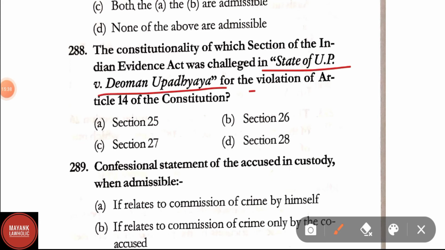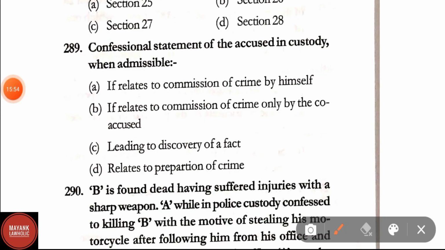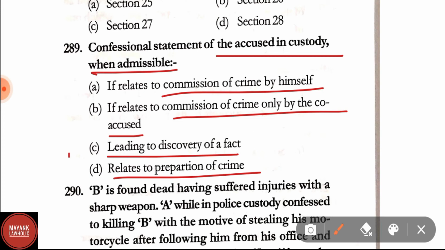Question number 288. The constitutionality of which section of the Indian Evidence Act was challenged in State of UP versus Upadhyay for the violation of Article 14 of the Constitution? Here the correct answer is option C, that is Section 27. Question number 289. Confessional statement of the accused in custody is admissible when it relates to the confession of a crime by himself, it relates to the commission of a crime only by the co-accused, leading to discovery of a fact, or relates to the preparation of a crime. Here the correct answer is option C, leading to a discovery of a fact.